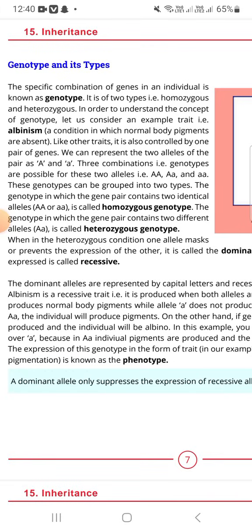It is also to consider that one pair of genes, we can represent as two alleles, A and a. The combinations are AA, Aa and aa. Three genotypes are possible for these two alleles, so genotypes can be grouped into two types.